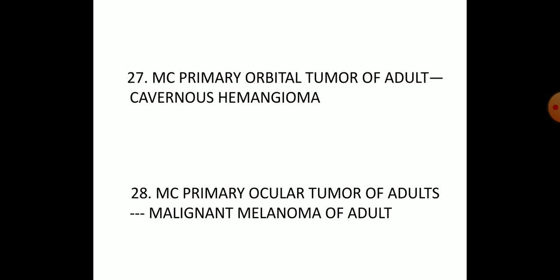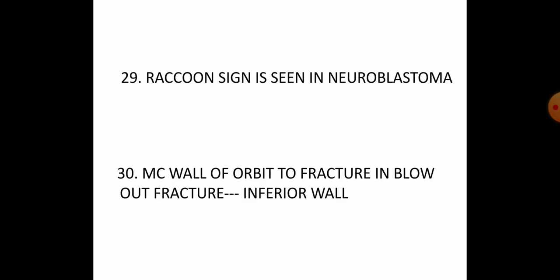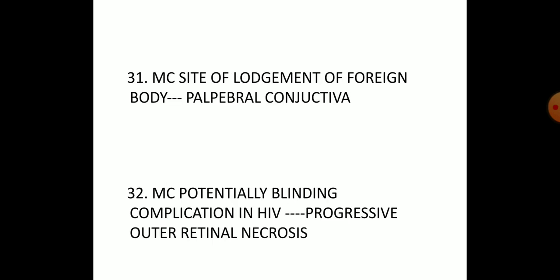The most common primary orbital tumor of adult is cavernous hemangioma. The most common primary ocular tumor of adults is malignant melanoma. Raccoon sign is seen in neuroblastoma. The most common wall of orbit to fracture in blowout fracture is inferior wall. The most common site of lodgement of foreign body is palpebral conjunctiva.